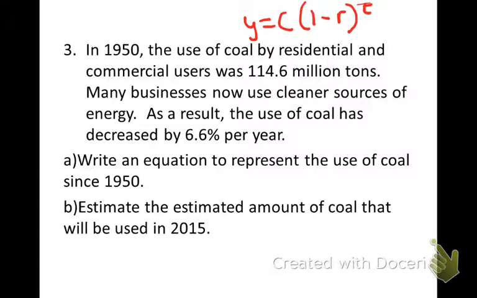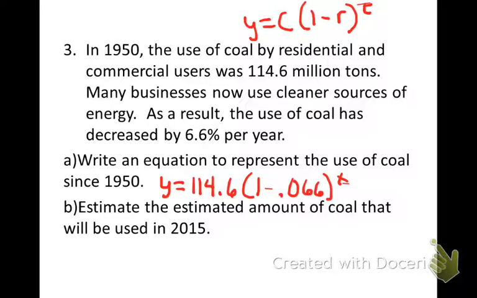In 1950, the use of coal by residential and commercial users was 114.6 million tons. Many businesses now use cleaner sources of energy. As a result, the use of coal has decreased by 6.6% per year. Write an equation to represent the use of coal since 1950. So again, we're going to start with y equals the initial amount, 114.6 million, times 1 minus, again, write it as a decimal, 0.066, all to the t power.